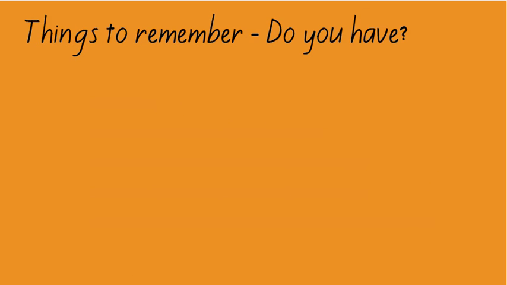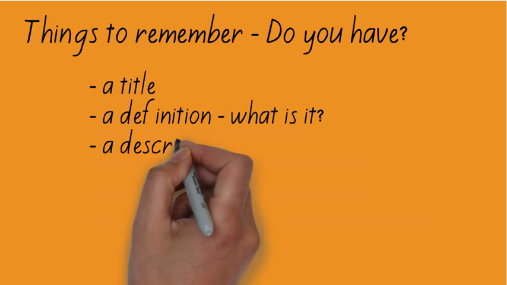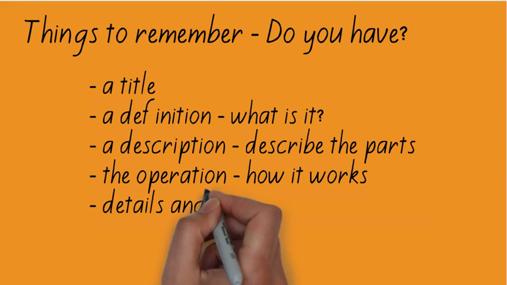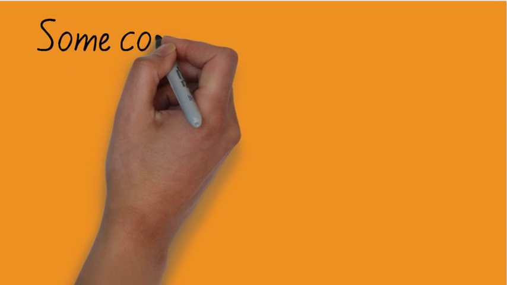So things to remember when you've written your explanation. Do you have a title that leads your reader into the introduction? So what is it you're going to write about, and then you write about it and tell them how it works or the how or why, and make sure the details are interesting and sequence your words, etc. But also remember your conclusion, actually.